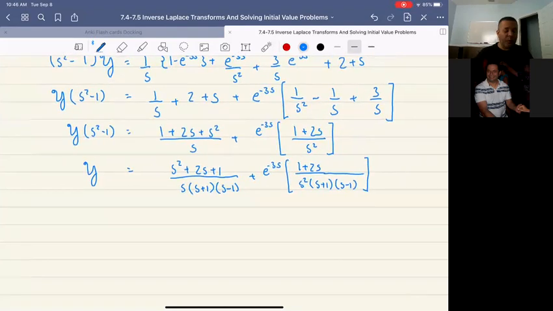Okay, so there's our y. Now let's go ahead and do the partial fraction. We actually have two different partial fraction decompositions to do.